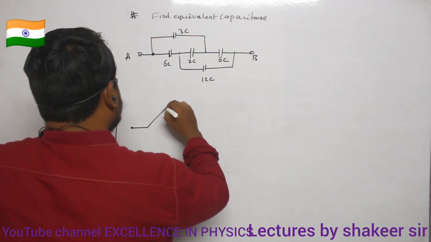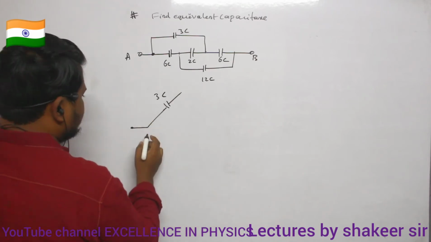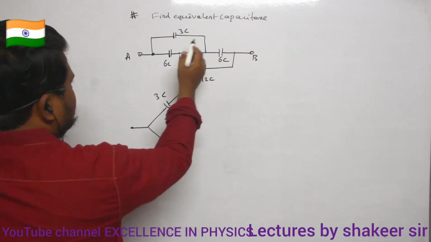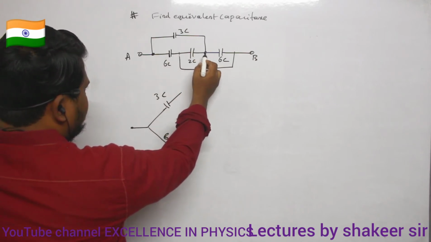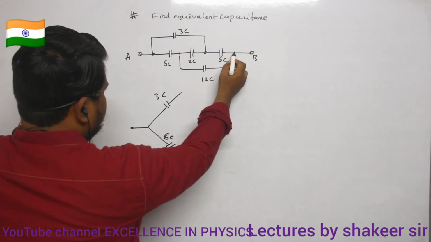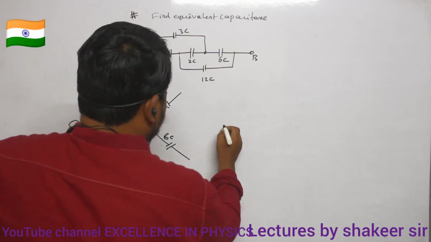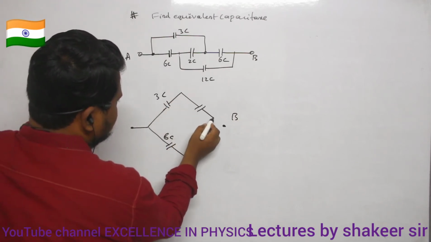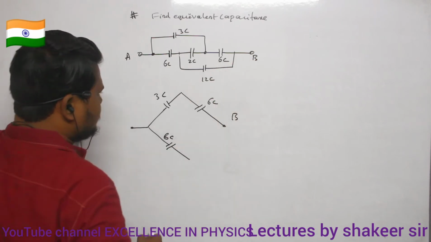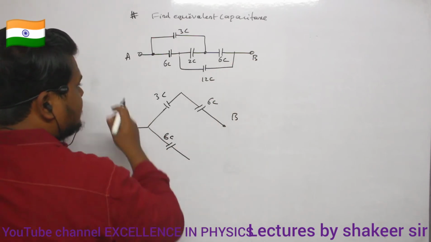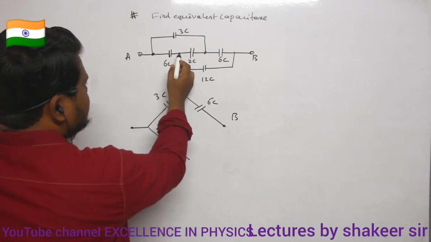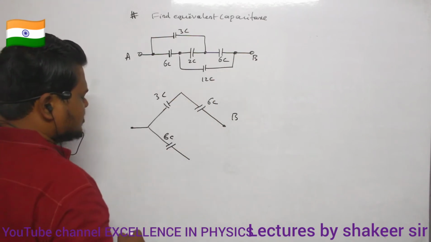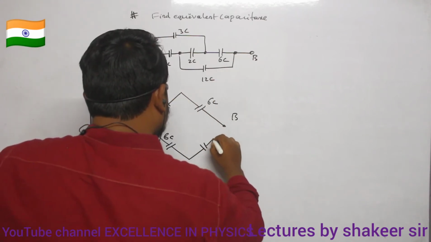So one capacitor is a 3C capacitor, another capacitor is a 6C capacitor. Clear? So like this. So the 6C capacitor is joined here, and with the help of the 6C capacitor, it is connected to point B. So let us assume point B is somewhere here. Okay? So what is the meaning of this one? It means that with the help of a 6C capacitor, this is connected to point B. Clear? Similarly, the 6C capacitor is again at this point. It is again connected to point B with the help of this 12C capacitor. It means that the same circuit can be drawn again like this.